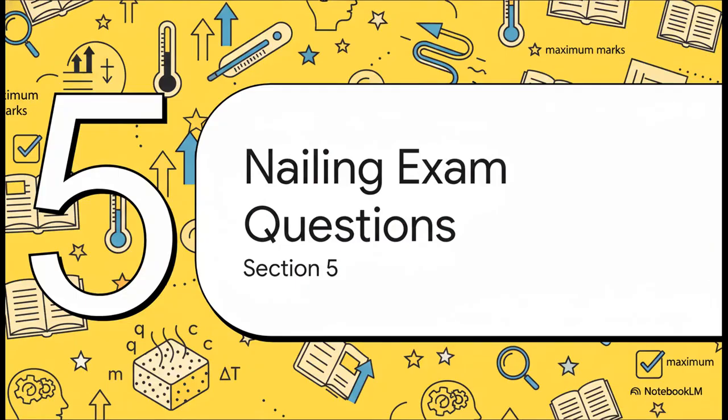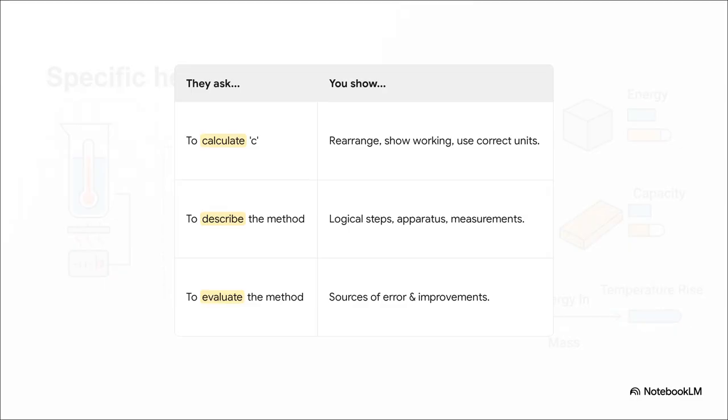Okay, endgame time. Let's put all of this together and talk about how you're going to absolutely nail the exam questions on this practical. Seriously, this slide is your secret weapon. The examiners are going to ask you to do three main things. First up, they'll ask you to calculate C. You'll need to rearrange that equation. C equals delta E divided by M times delta theta. And please, please show your working.